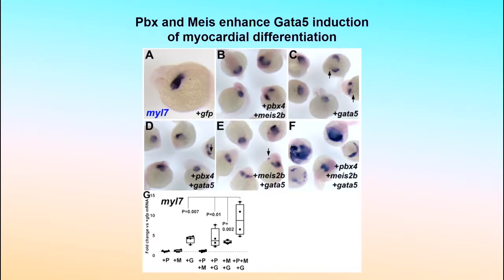But if we now overexpress Pbx, Meis, and Gata5 together in zebrafish embryos, we now see in some embryos massive induction of myl7 expression. The nature of the experiment is pretty variable from embryo to embryo, but we can pool embryos and quantitate the effects of this induction and show that we can get quantitative increases in myl7 expression by adding all three of these factors together, suggesting that these Pbx and Meis factors are helping to promote the activity of Gata5 and promoting myocardial differentiation.